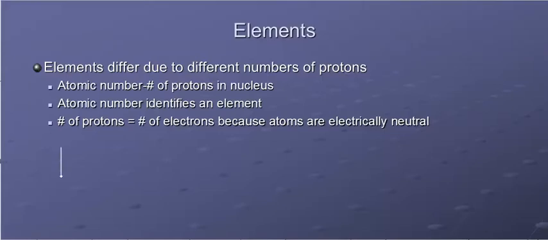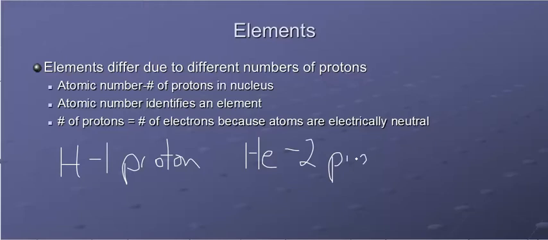For example, hydrogen is number 1, which means hydrogen has 1 proton. Helium is atomic number 2, which means it has 2 protons, and so forth. Elements are arranged by atomic number, the number of protons in the nucleus.